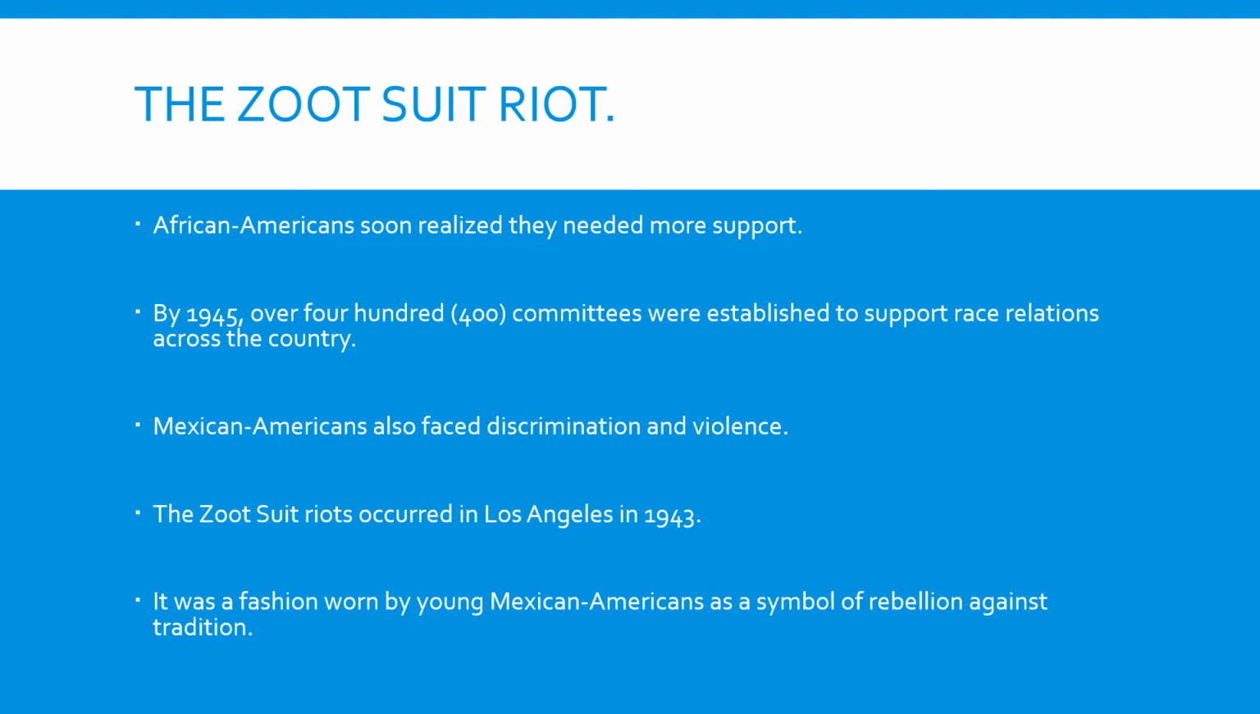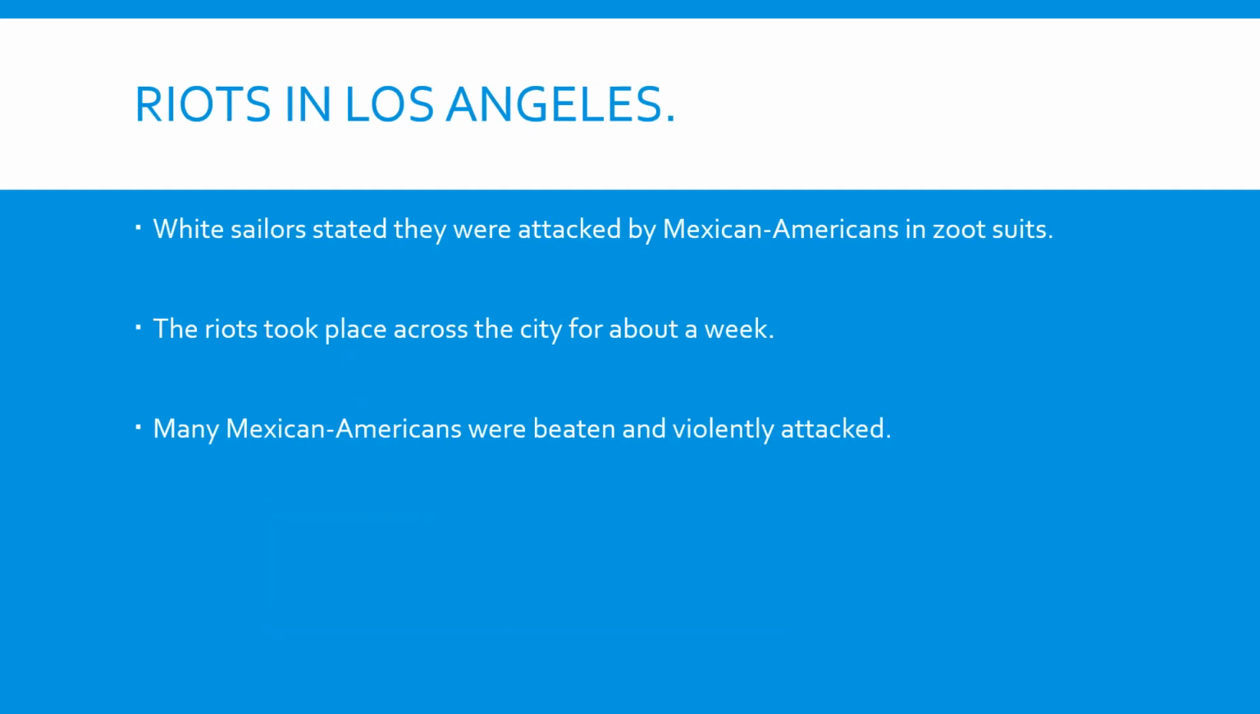The Zoot Suit riots occurred in Los Angeles, California in 1943 as well. They were called the Zoot Suit riots because Zoot Suits were a fashion worn by young Mexican Americans as a symbol of rebellion against their traditional clothing and fashion styles. White sailors stated that they were attacked by Mexican Americans in Zoot Suits, and the riots took place across the city for about a week. Many Mexican Americans, not even just those in Zoot Suits, were beaten and violently attacked as well.